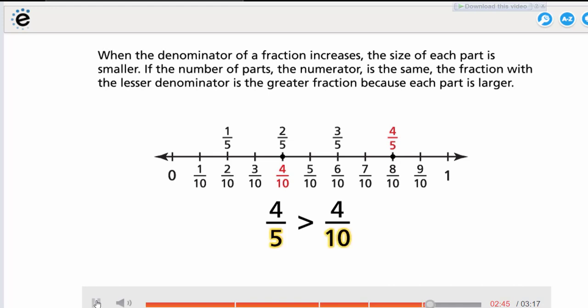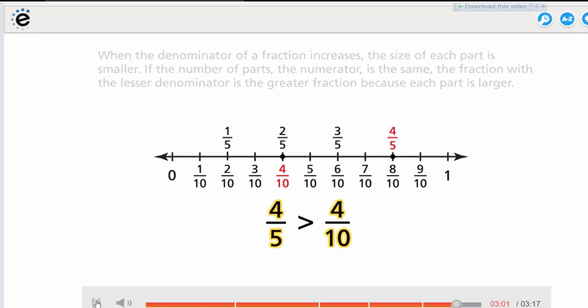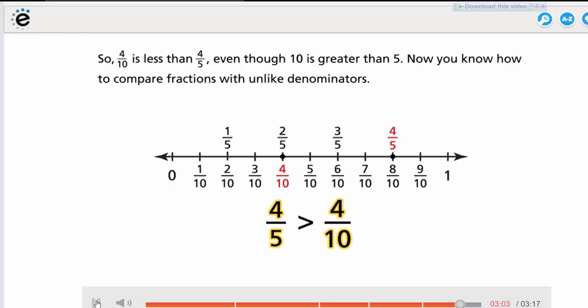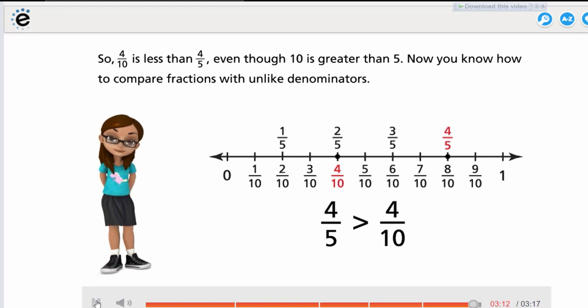When the denominator of a fraction increases, the size of each part is smaller. If the number of parts, the numerator, is the same, the fraction with the lesser denominator is the greater fraction because each part is larger. So 4/10 is less than 4/5, even though 10 is greater than 5. Now you know how to compare fractions with unlike denominators.